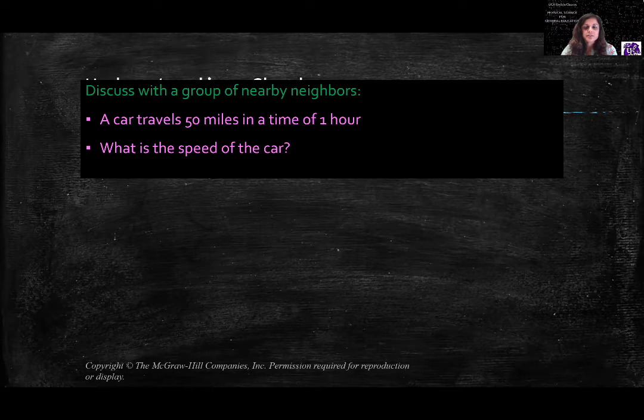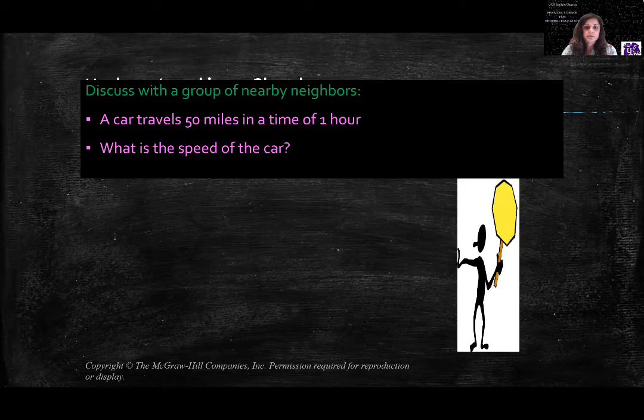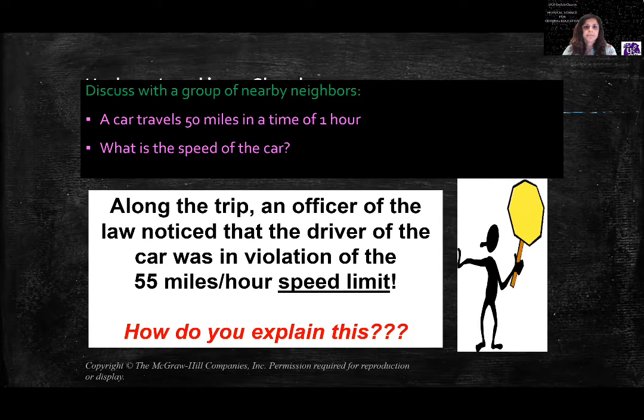Let's think about this for a second. Along the trip, an officer notices the driver in the car was in violation of a 55 miles per hour speed limit. The car travels 50 miles in 1 hour. So what is the speed of the car?